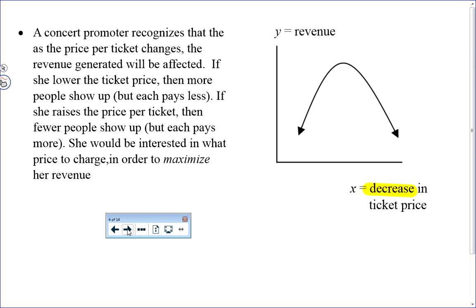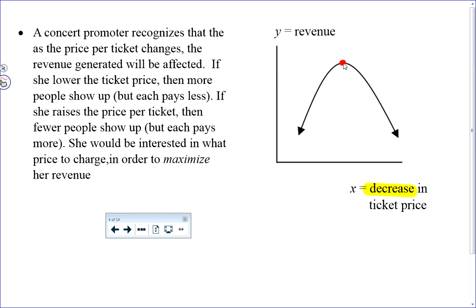But what's going to happen at a certain point is the amount of the decrease in the ticket price will be so large that the price per ticket will really be tiny. And even though she might attract a huge, huge number of people to this concert, since they're not paying very much each, the revenue falls off. So again, there's some kind of optimal point here where if you could determine the coordinates of this point, you could determine how much the ticket price should be decreased by for her to get the most possible revenue.